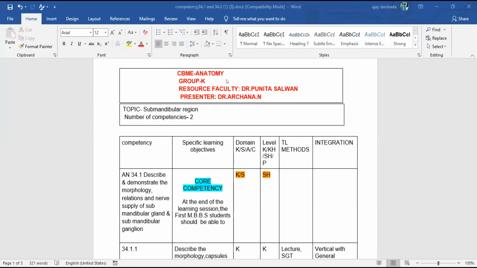I'm Dr. Archana, and I'll be presenting the SLOs framed by Group K under the able guidance of Dr. Punita, ma'am. And the topic is submandibular region. And we have 2 competencies here. I'll be discussing the 34.1 competency, that is describe.